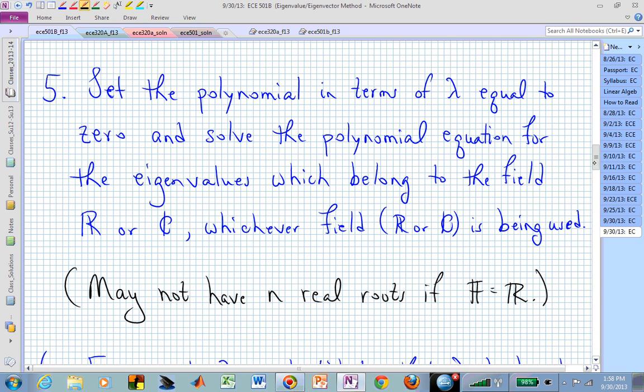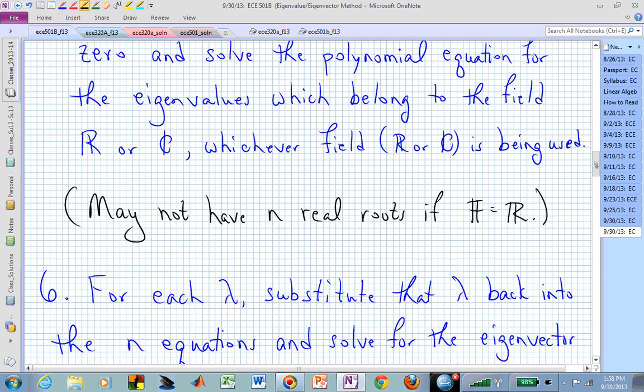And whether or not that is going to happen, as we've seen, depends on what the field of numbers are that we're allowing lambda to belong to. It may be that if we're dealing with the real numbers, we may not be able to find n roots of that nth order polynomial. Maybe they're all complex roots, and then we don't have any real roots of that nth order polynomial. If we're dealing with C, then we're going to have n roots of that polynomial.